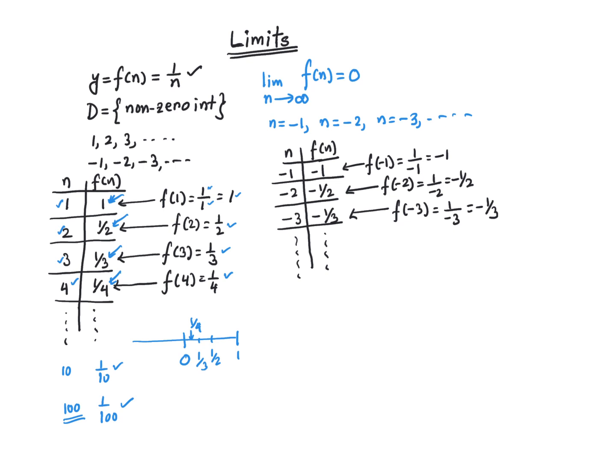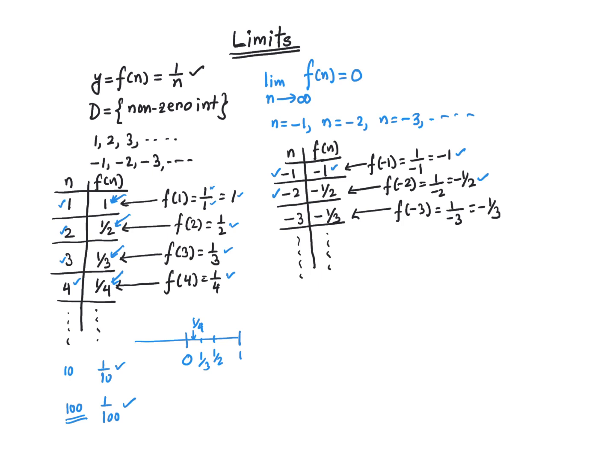So for example, n is equal to negative 1. I'm going to get negative 1, as you can see here. N is equal to negative 2. I'm going to get negative 1 half. Just plug in negative 2 in the function. And similarly for n is equal to negative 3, it becomes negative 1/3, and similarly it keeps going.